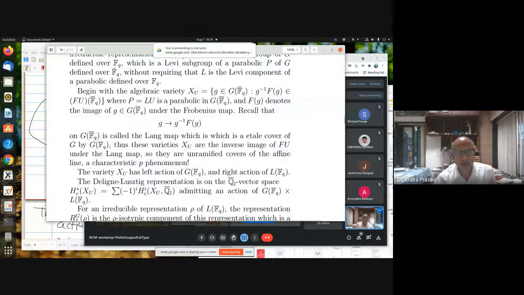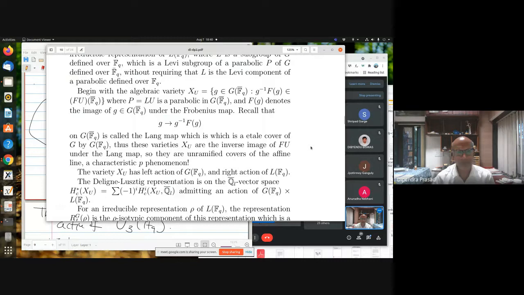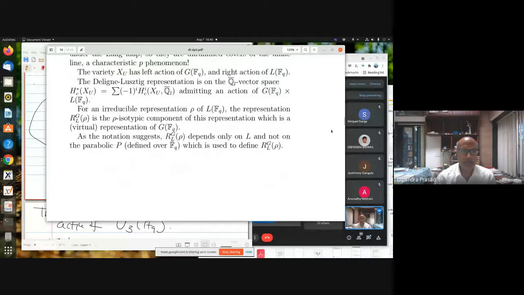Okay, so these are the Deligne-Lusztig representations. In general, constructing the representation was easy. Once the variety is there with the action of the group G(F_q) cross L(F_q), then to each irreducible representation of L(F_q), you can associate a representation of G(F_q). And as the notation suggests, this representation depends only on L and not on the parabolic.